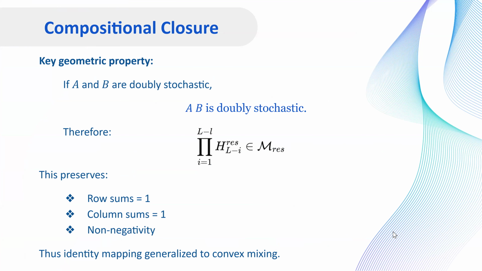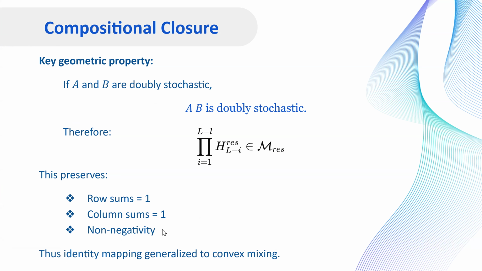As a key geometric property, if A and B are doubly stochastic, then AB is also doubly stochastic. So when we compute the product of all of these mappings together, it also belongs to that manifold, the Birkhoff polytope. This preserves row sums equal to 1 in the forward pass, column sums equal to 1 in the backward pass, and non-negativity, which the gradient update doesn't have to preserve.